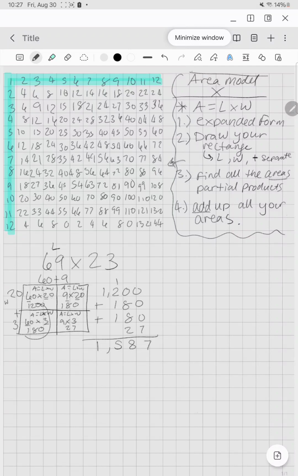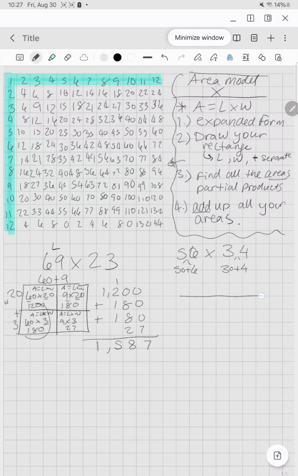Again, you should have 1, 2, 3, 4 boxes because you're going to have 4 different expanded forms. So let's do 56 times 34. I already know I'm going to have 4 sections because I know that 56 can be broken up, or expanded, into 50 plus 6. And when you expand 34, it's going to end up being 30 plus 4. So each box is going to need a section.